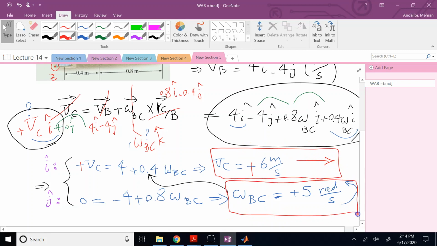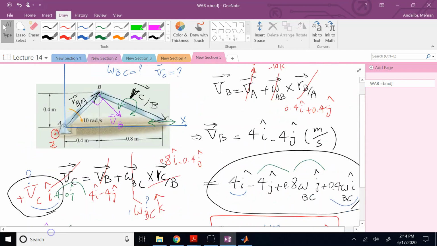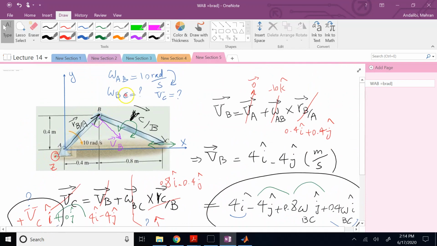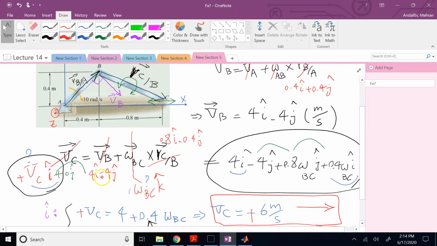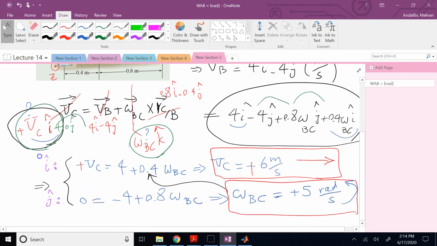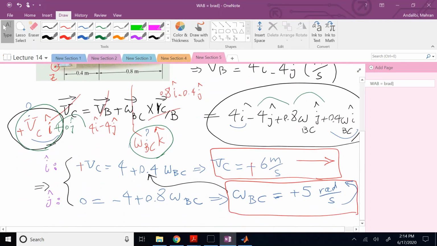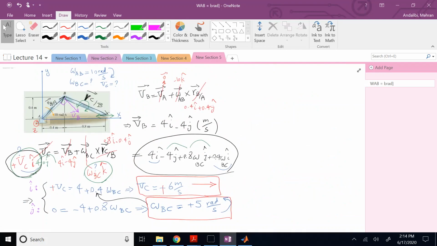So what really matters here for VC and omega BC is their line of action. This is a line K, this is a line I. Positive or negative? We'll find out at the end. Just go with one assumption here. So here we assumed something, and here we assumed something. And go forward, and then the sign of the solution will tell you whether your assumption was correct or not.